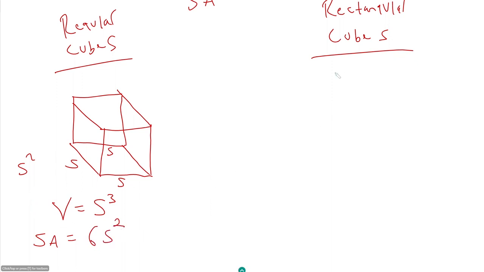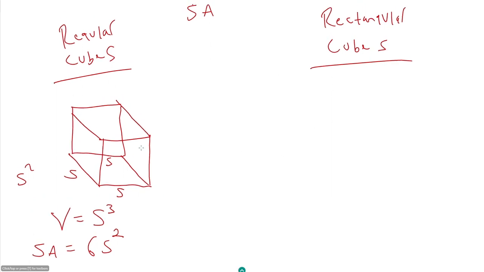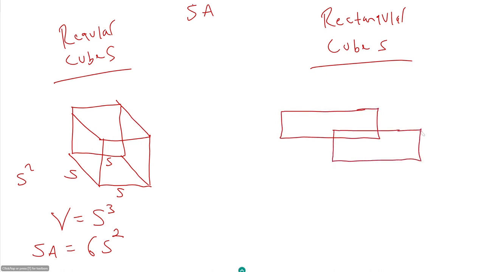Now, what is a rectangular cube? So a rectangular cube is a cube where all of your sides aren't necessarily the same. And so that would look, instead of being composed of a bunch of squares, like it's composed of rectangles. So it would look something like this, like a matchbox or something. So in this case, we call this x, this y, and this z. But here your volume is truly going to be just your length times your width times your depth.